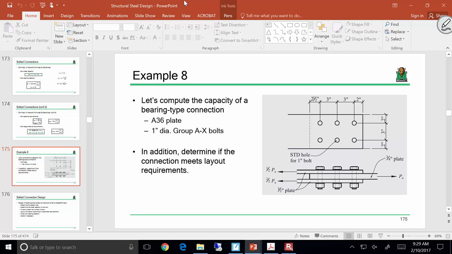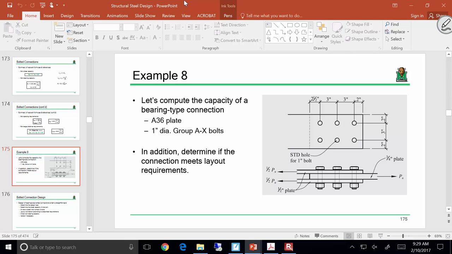But this plate has a longer edge distance here. This one has 2.5. This one only has 2. So which one governs? The thicker plate with the smaller edge distance, or the thinner plate with the larger edge distance? Well, I don't know. That's why we have to do both.